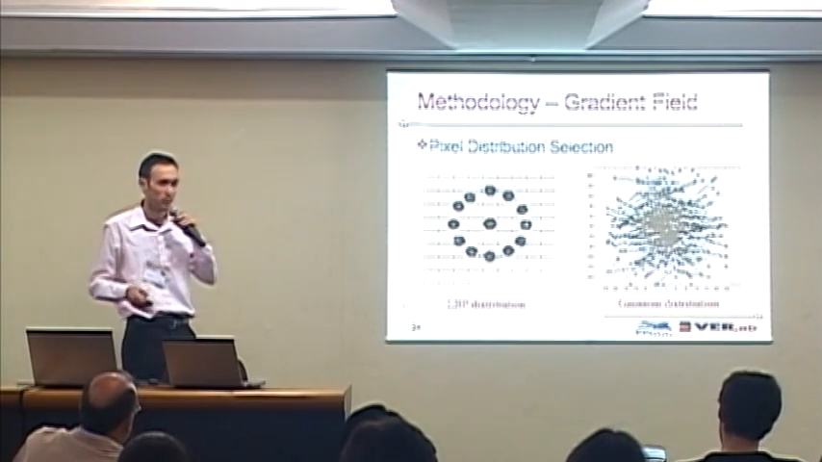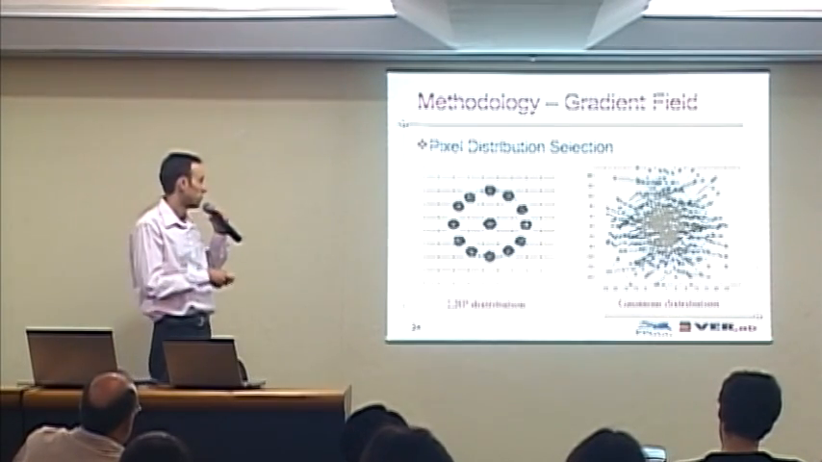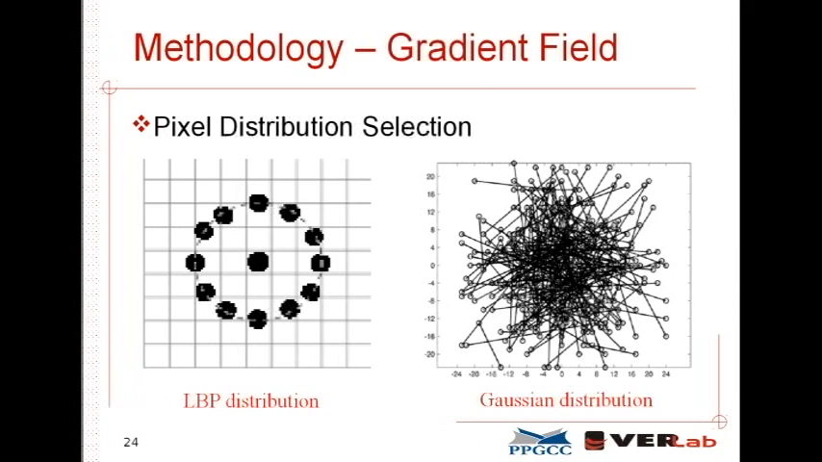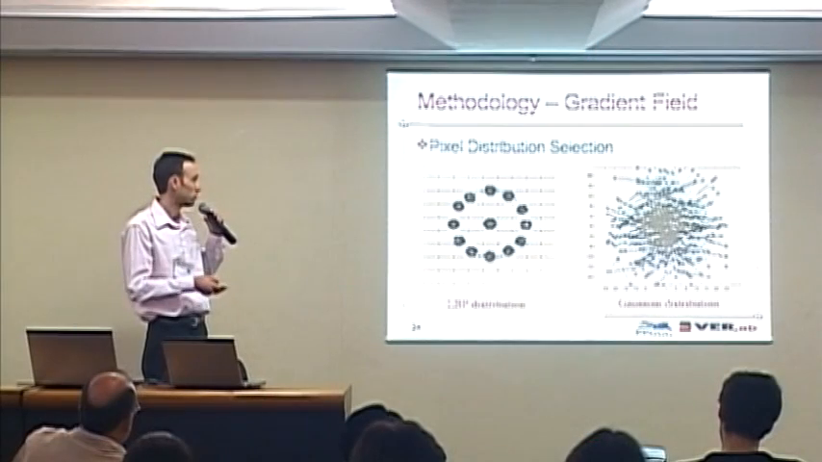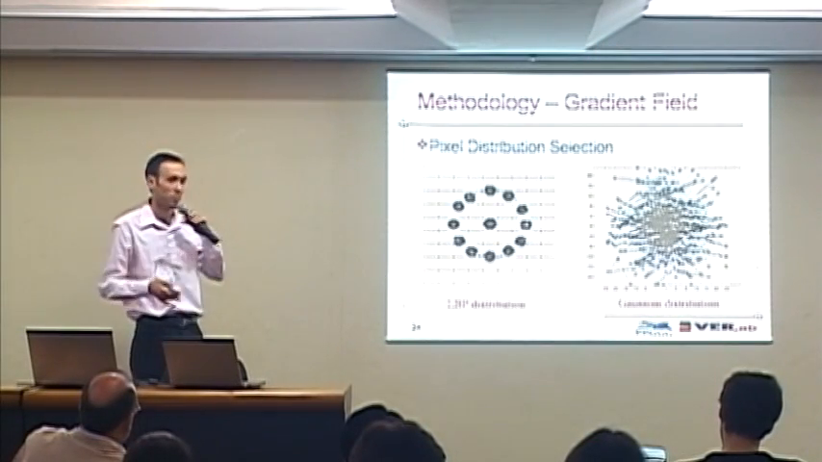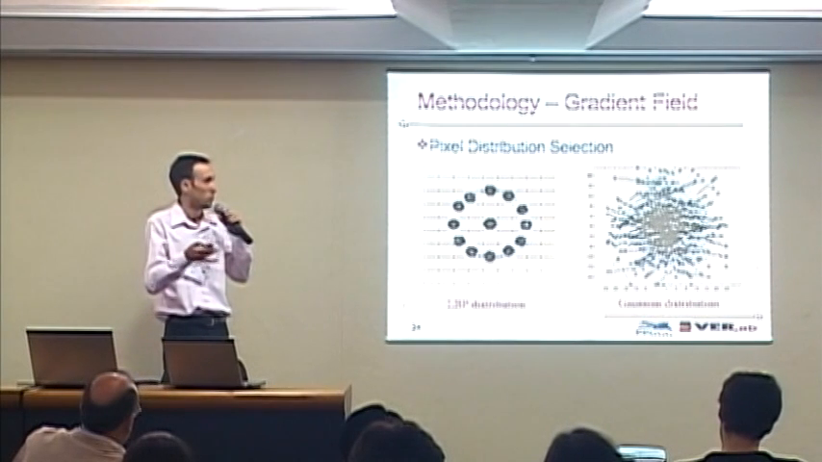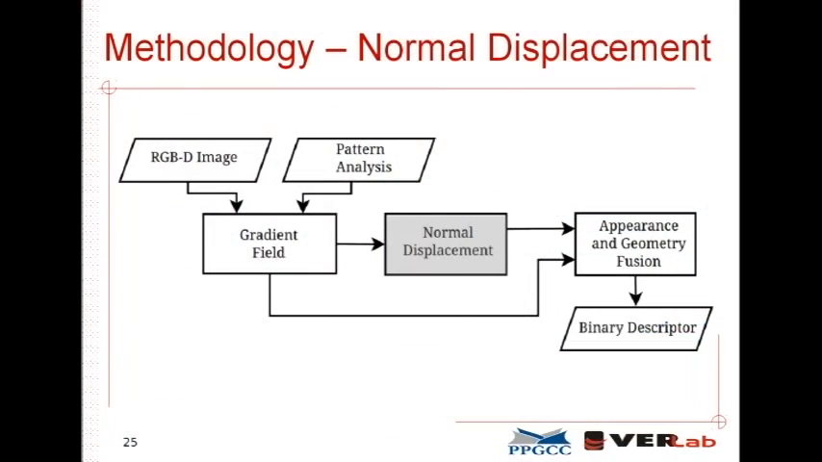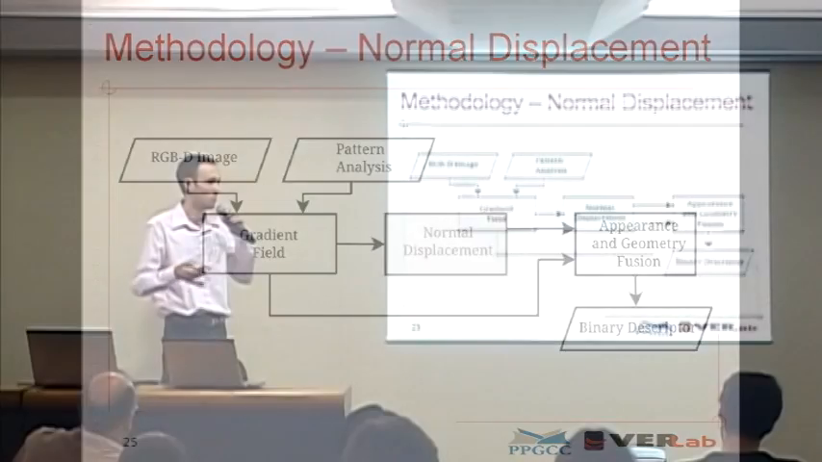Different from the LBP approach that uses a circular pixel selection to be checked, we choose a Gaussian distribution to select the pairs of pixels to be used in the region analysis. So in the next step, we evaluate the normal displacement.